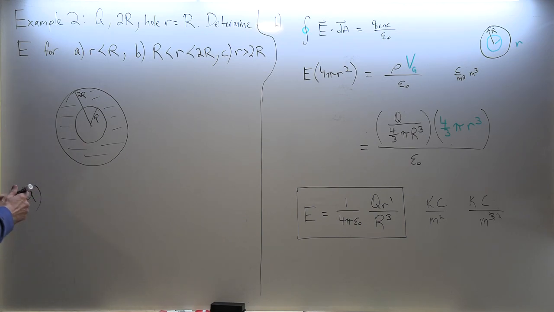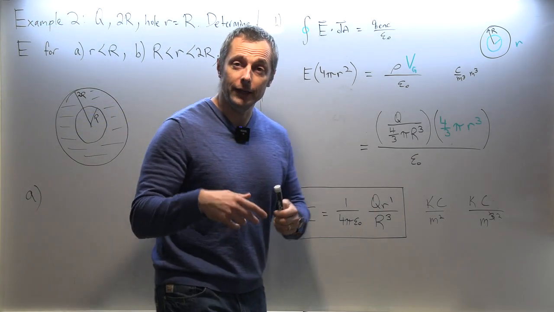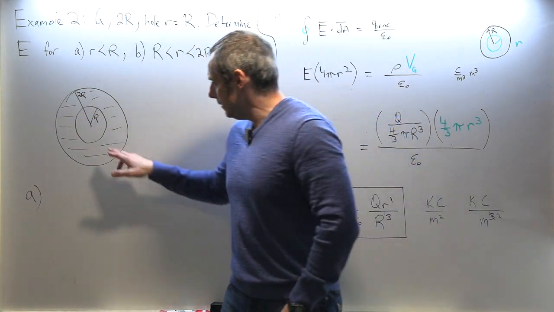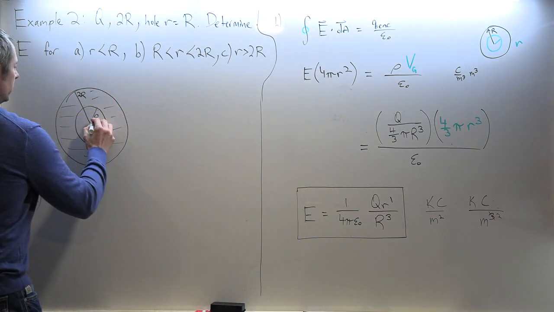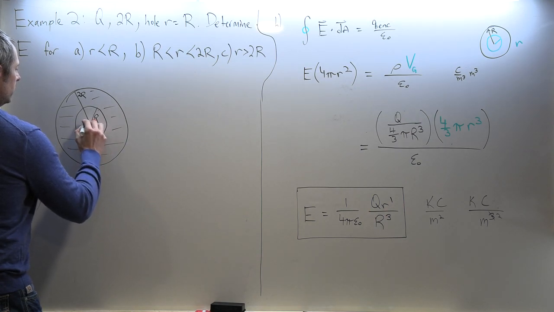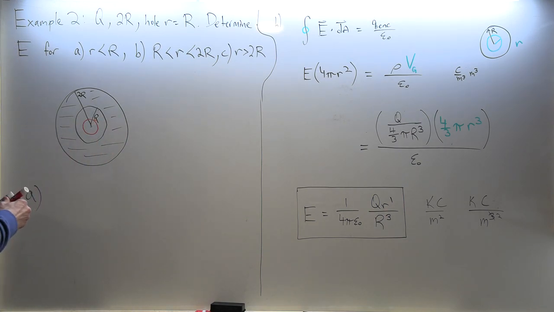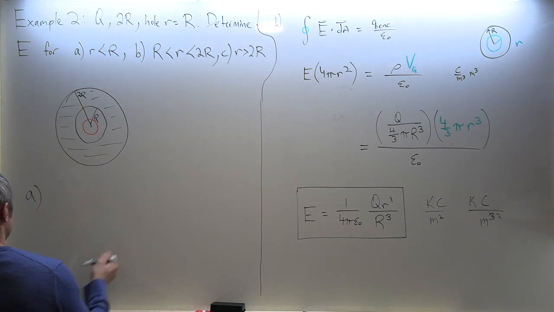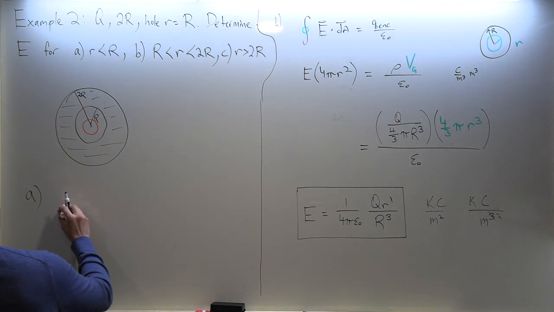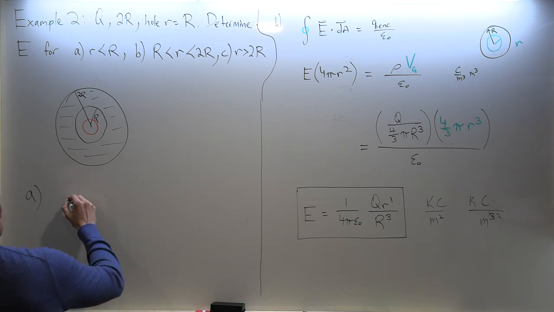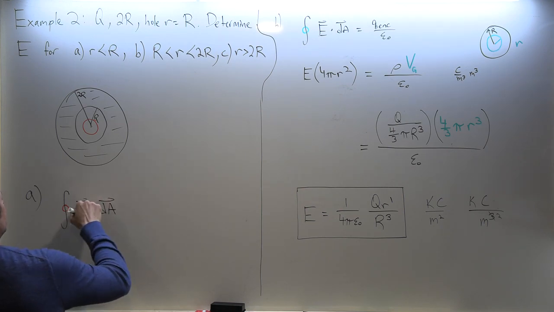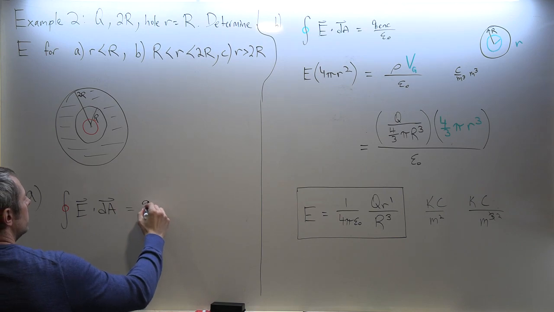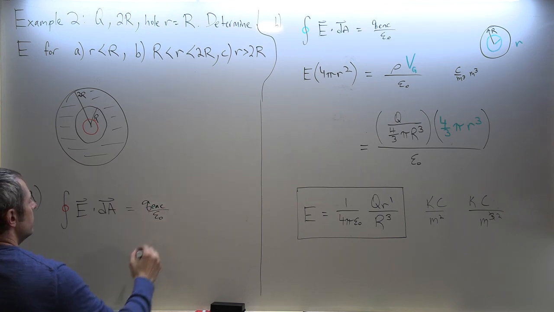For part A, once again I've got a sphere. I need to draw a Gaussian sphere. And if I want the electric field in here, it's got to be inside there. So let me just draw a small sphere like this. Okay, so I'm applying Gauss's law to that sphere. Once again, we need all these important things, the vectors, the dot product, the circle, Q enclosed over epsilon 0.